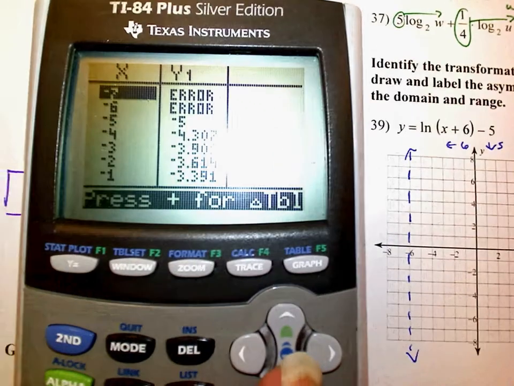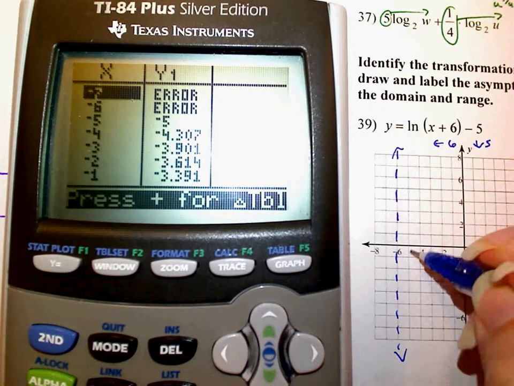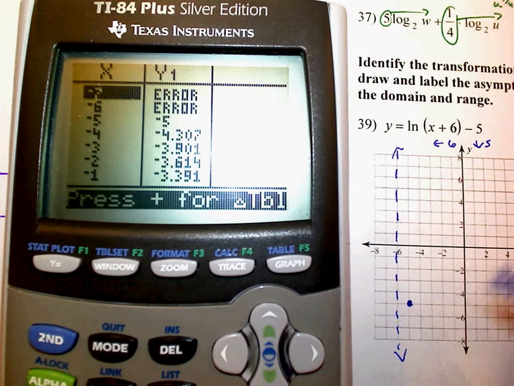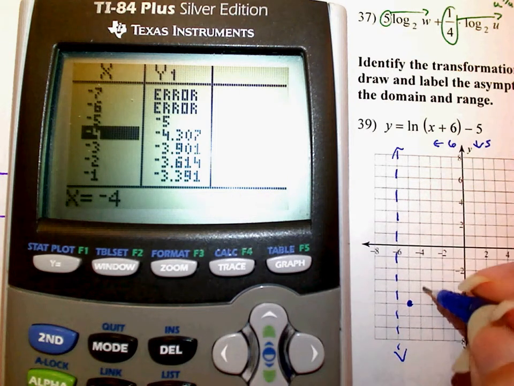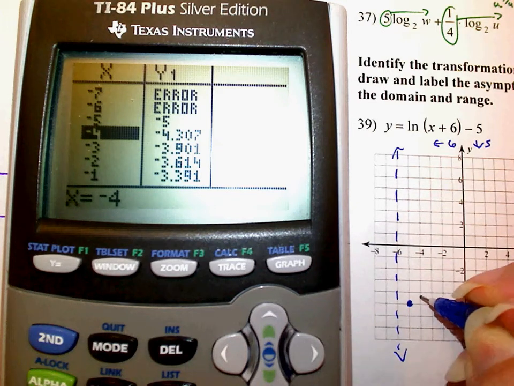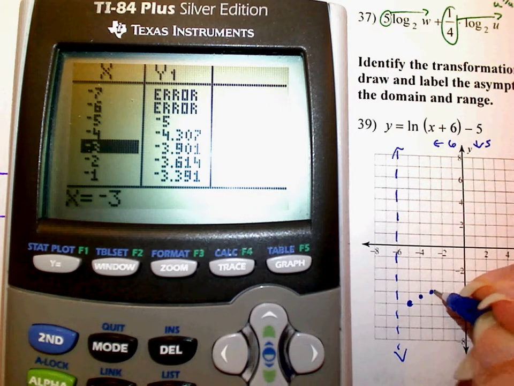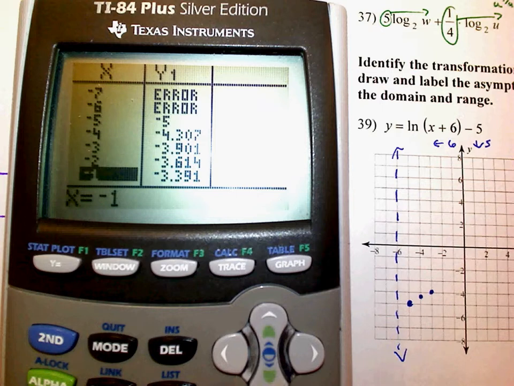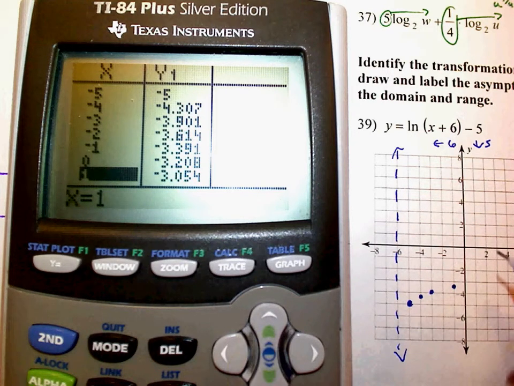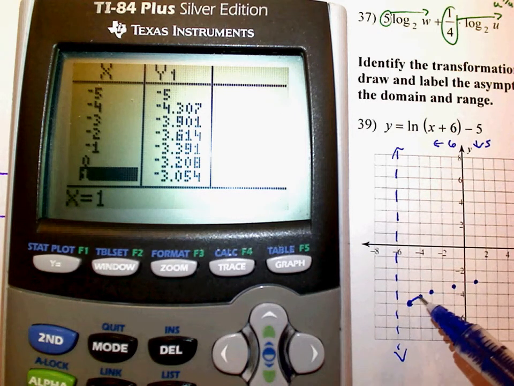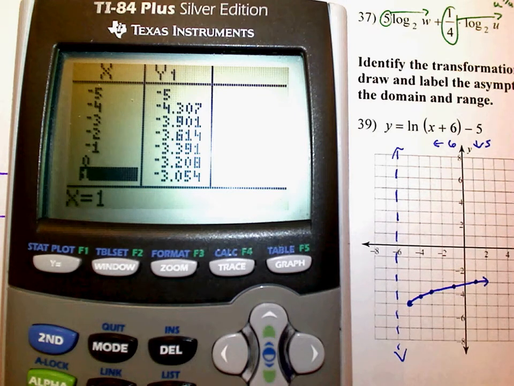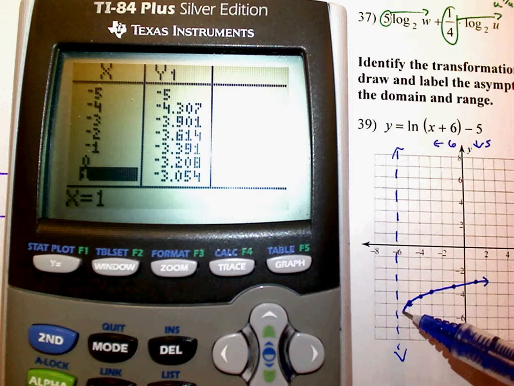Okay, so I'm going to go back to my table. So I see that at negative 5, it's at negative 5. So I'm going to go negative 5, negative 5. At negative 4, it's at negative 4.3 something, so negative 4.3. Negative 3.9 at negative 3. And then let's skip a few and go to negative 1. Is negative 3.39, which is basically negative 3.4. At 0, or at 1, you're basically at negative 3. And that's enough. We're just going to go like that. I know that's what it looks like over there. But what you have to remember is that it actually does do this right here.